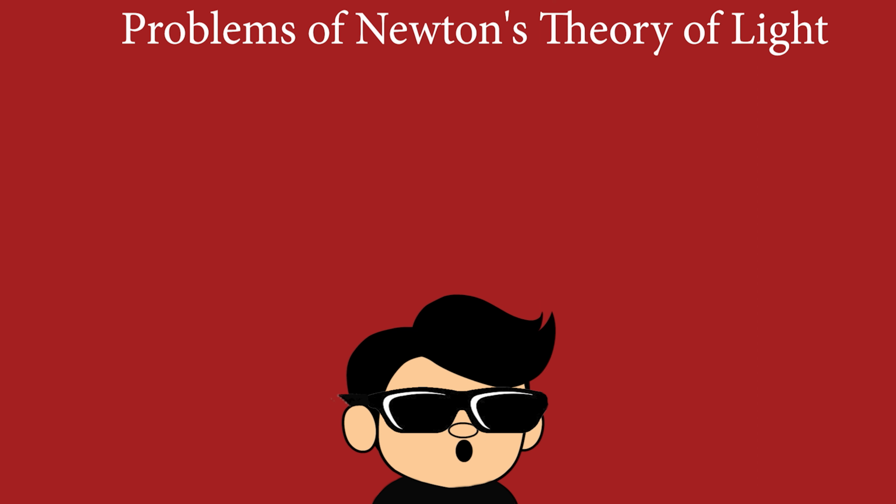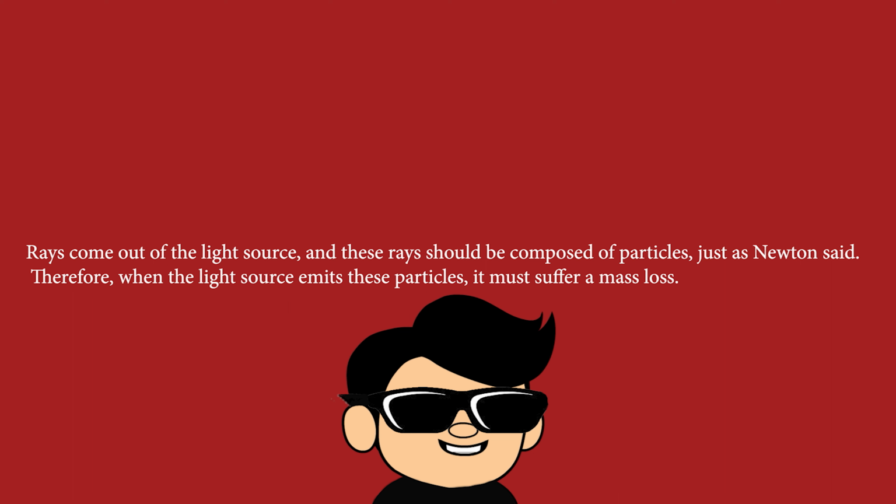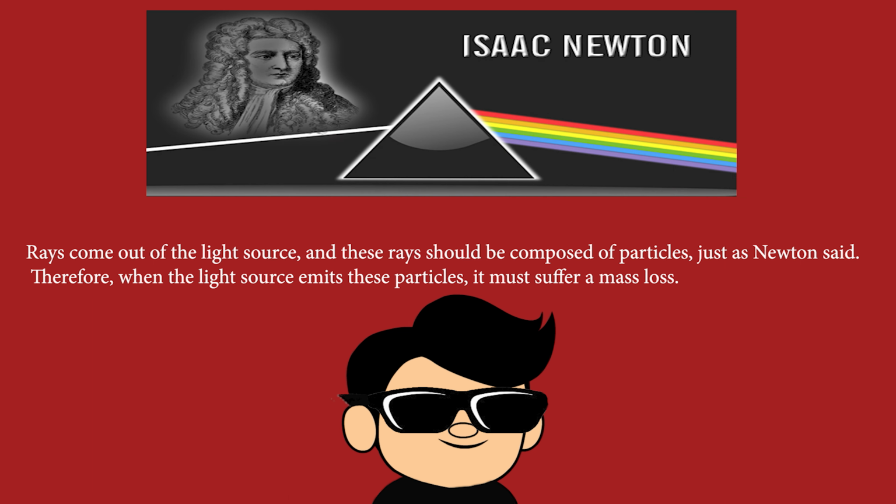Problems of Newton's theory of light. This theory, which says that light is a particle, had some problems. Rays come out of the light source, and these rays should be composed of particles, just as Newton said. Therefore, when the light source emits these particles, it must suffer a mass loss. However, scientists living at that time could not measure such a loss.